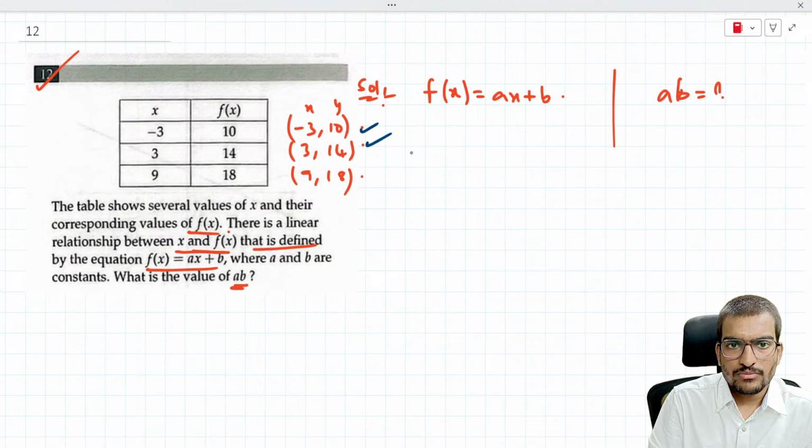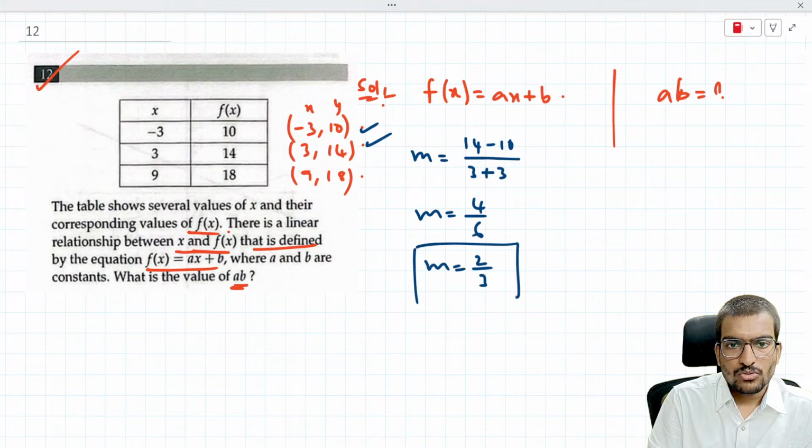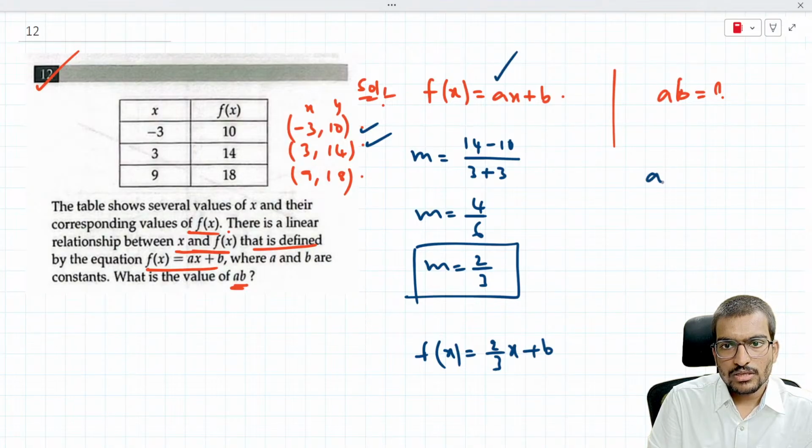I use the first two. So my slope m equals (y2, 14 minus 10, y1) by (x2, 3 minus of minus, it's plus 3). m equals 14 minus 10, which is 4, by 6. m equals 2/3. So the slope, so a is 2/3, I got it just now. f of x equals 2/3 times x plus b. I just got a equals 2/3. Now I have many points with me, this 1, 2, 3.